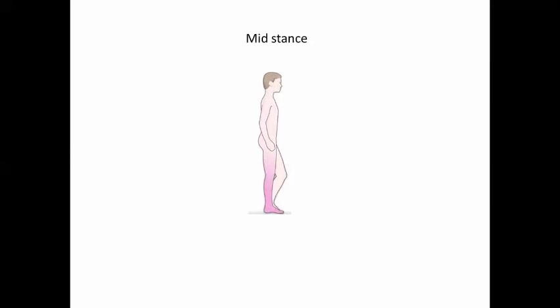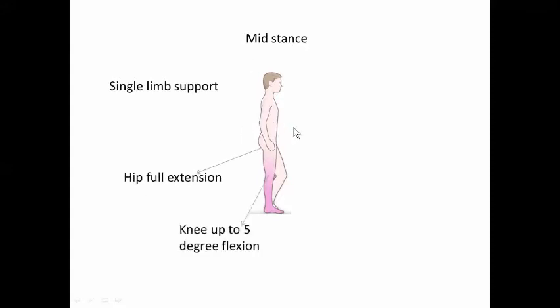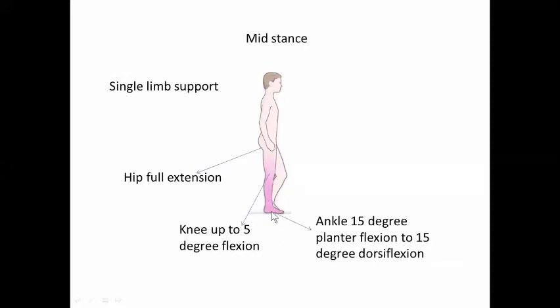Another phase is mid stance. It requires single limb support. In this phase, the hip should be in full extension with the knee in 5-degree flexion. Remember, in stance with a single limb support, there will be 5-degree flexion, not full extension. And the ankle will be in 15-degree plantar flexion to 15-degree dorsiflexion.